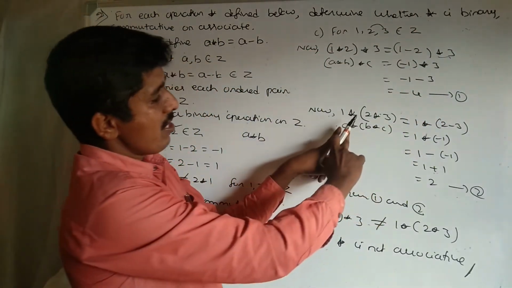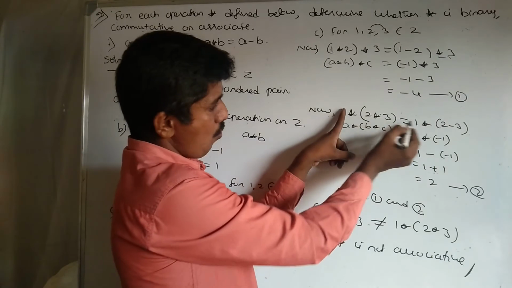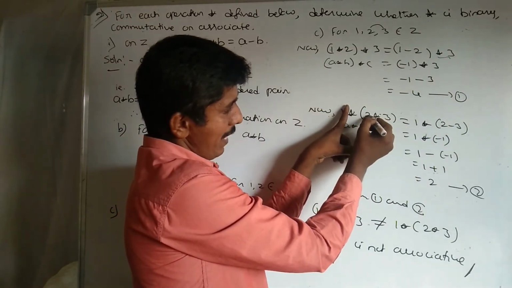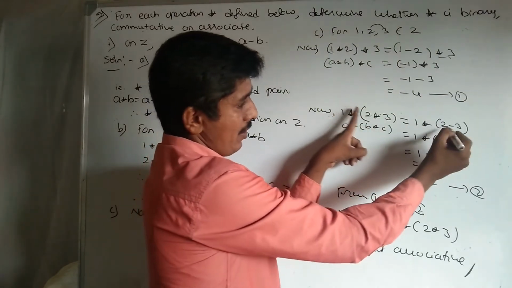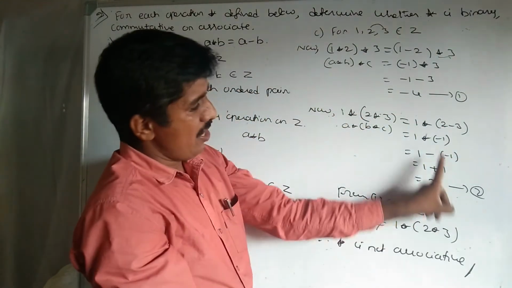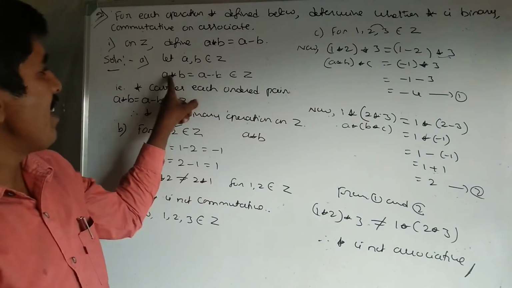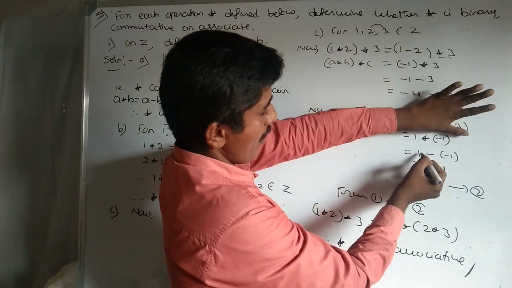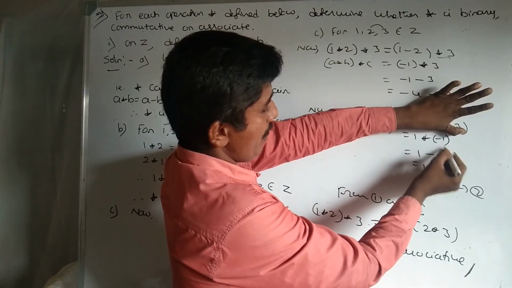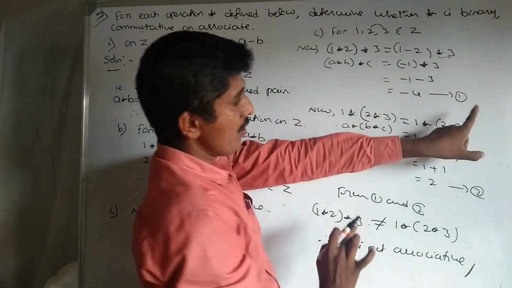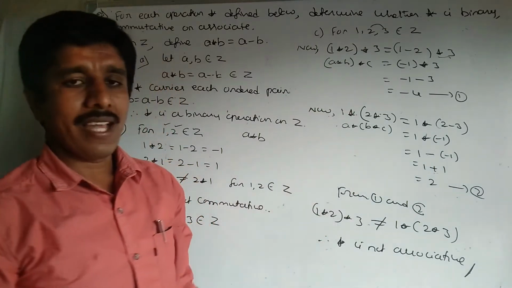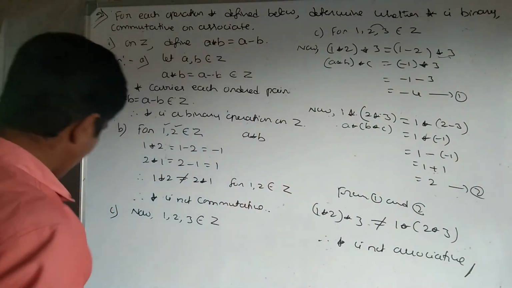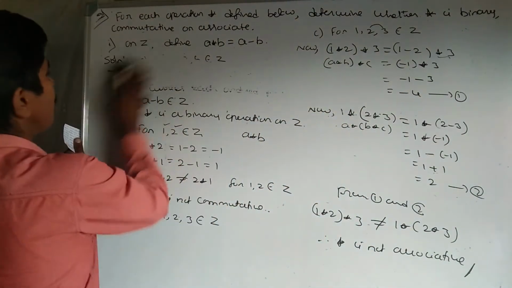Next, the RHS: A star (B star C), that is 1 star (2 star 3). Using the defined binary operation A star B equals A minus B, 2 minus 3 is minus 1. Now 1 star minus 1 is 1 minus (minus 1), which is 1 plus 1 equals 2. From 1 and 2, LHS is not equal to RHS, therefore star is not associative. So now we go to the next problem.